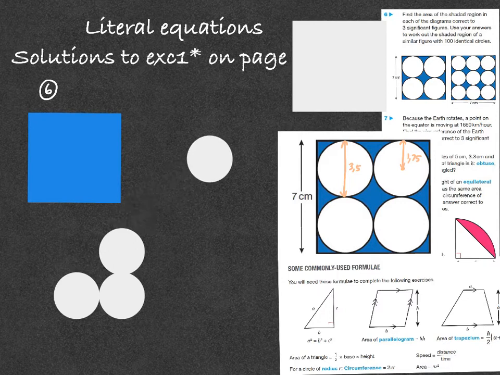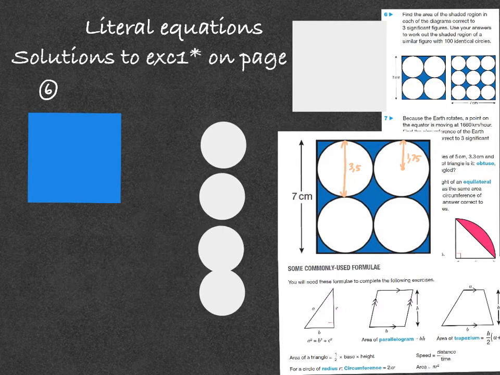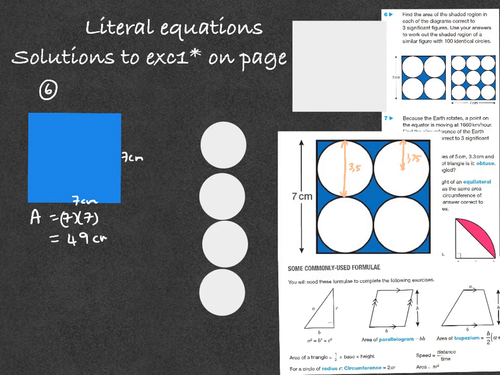And then there are 4 circles, 1, 2, 3, 4. So we're going to go the area of the square minus the area of those 4 circles. That's not too bad, right? What's the area of the square? The area of the square is 7 by 7, so that means the area is equal to 49 centimeters squared.